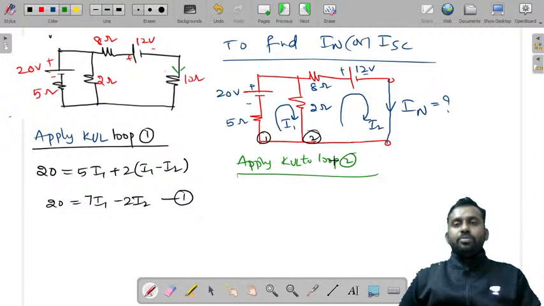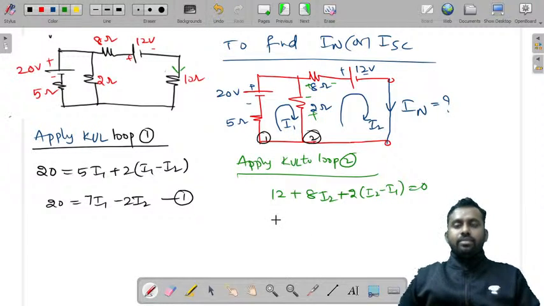If you apply loop 2, so this is the current that is flowing. So this will be plus minus, this will be plus minus, this is also plus minus. So it is 12 plus 2 into I2 minus I1 plus 8 into I2. So 8 into I2 plus 2 into I2 minus I1 is equal to 0.